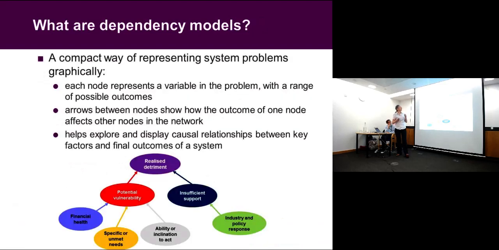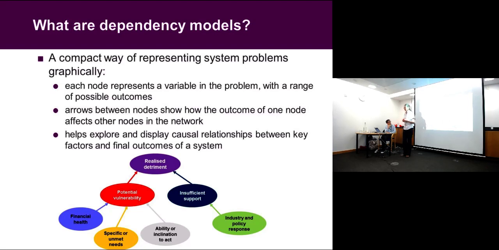So what are they? A compact way of representing system problems graphically. Basically a series of blobs and lines. The blobs represent variables in the system. The lines show how they interact with one another to lead to outcomes. This is a very simple one, but below these will be lots more interconnecting elements that show how the system is working towards outcomes. Critically for evaluation, it can help you explore and display causal relationships between key factors and how that works through the system to influence the outcomes.